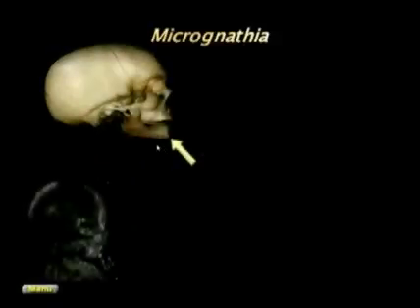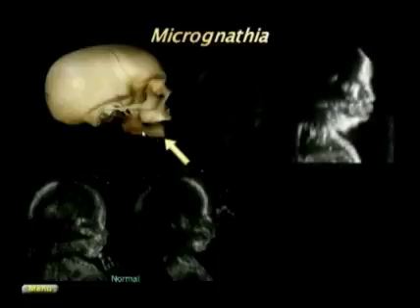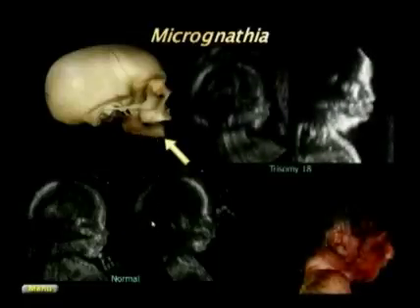Micrognathia is a condition in which the mandible is too small and projects backwards, and it is not always an easy finding to recognize. Here we have two babies that have a normal mandible, and here we have two that have a micrognathia. The one on the right side is really easy to recognize. Below the lower lip, you're completely missing the mandible. And this one here is a bit more subtle, but this baby has trisomy 18.